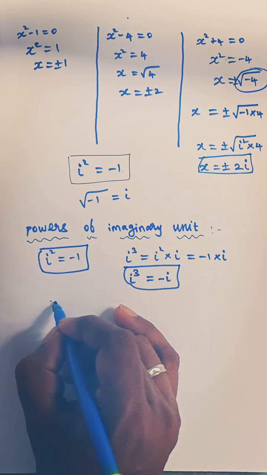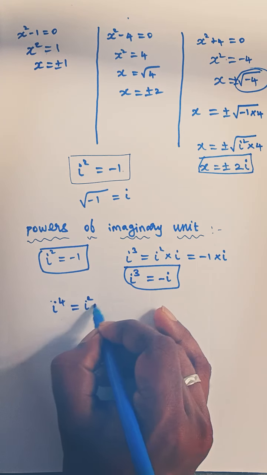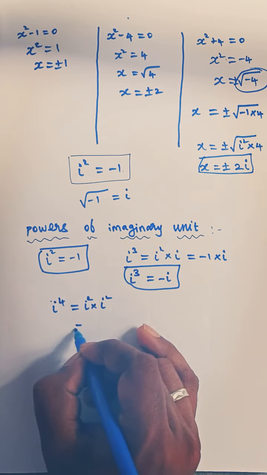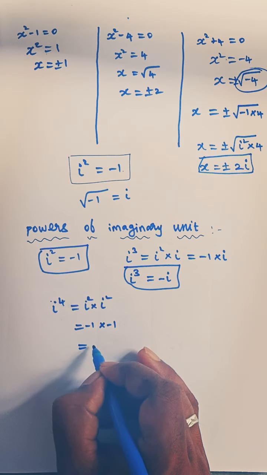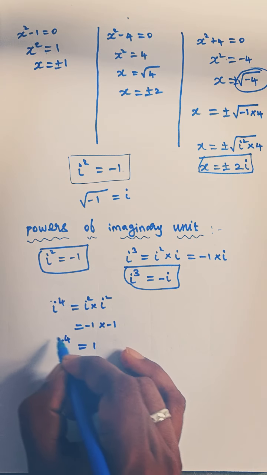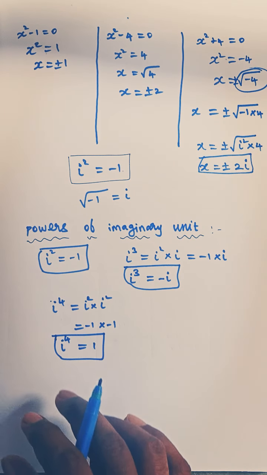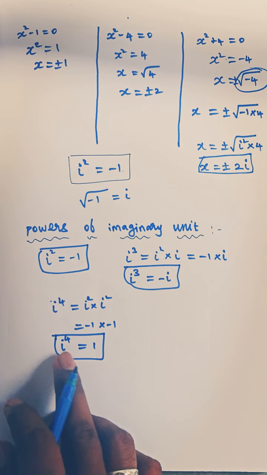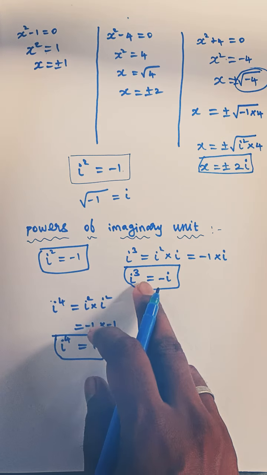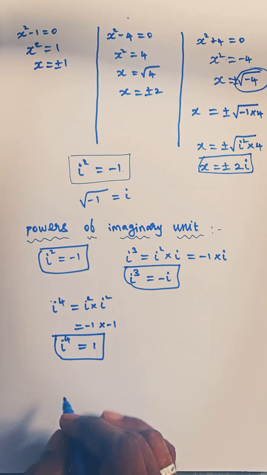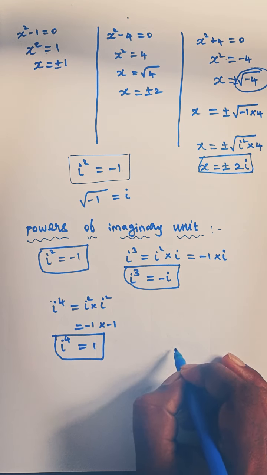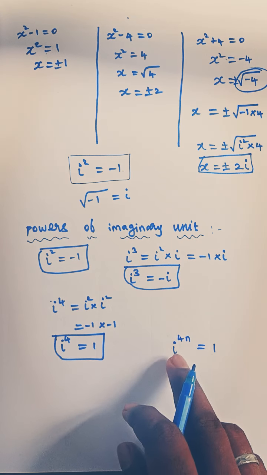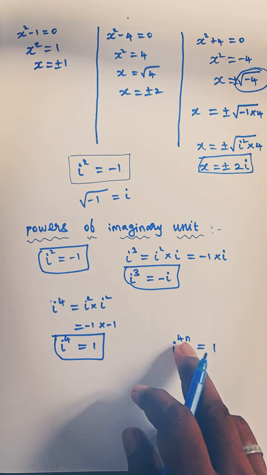i power 4 equal to i square into i square, which is nothing but minus 1 into minus 1, the value is 1. i power 4 equal to 1, i square equal to minus 1, i cube equal to minus i. i to the power 4n equal to 1. i to the power of a multiple of 4, 4 into n, equal to 1.